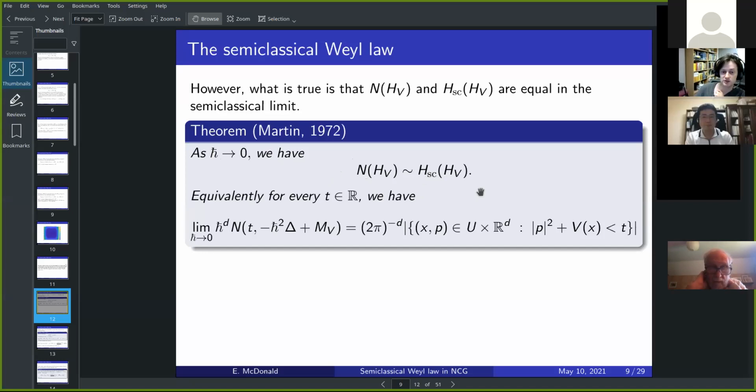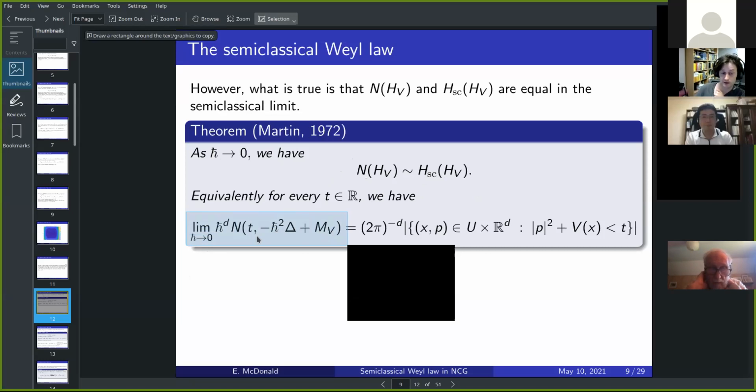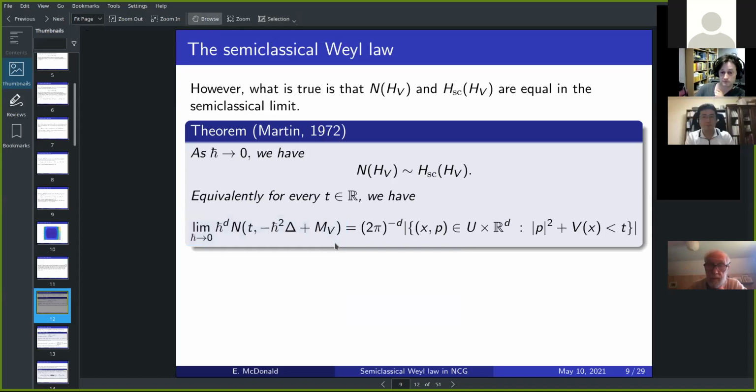Or writing it a bit differently, for every t in R, the number of eigenvalues of the Hamiltonian with potential V less than t, times h bar power d, is going to converge to this corresponding volume of the classical phase space. This is a very nice theorem. It's very pleasing.